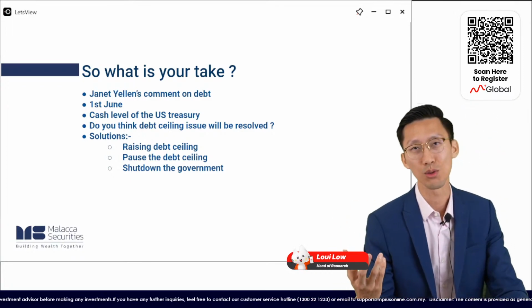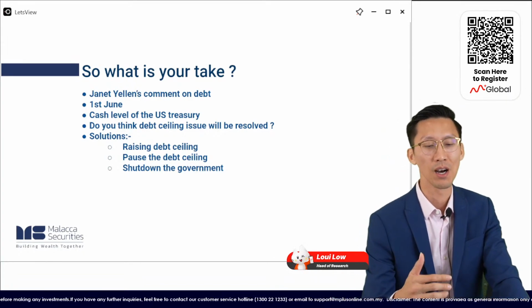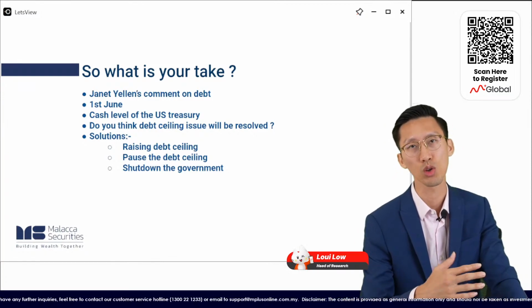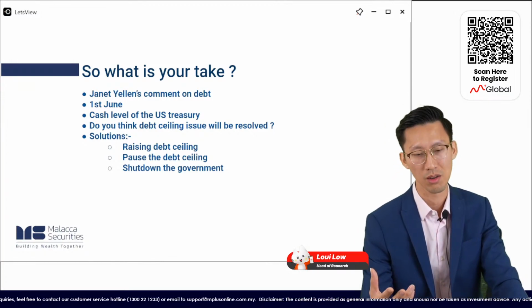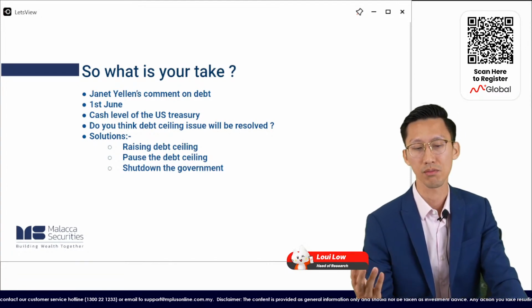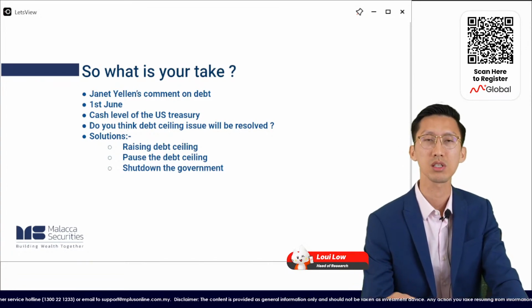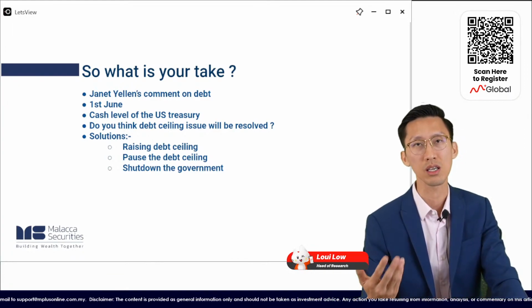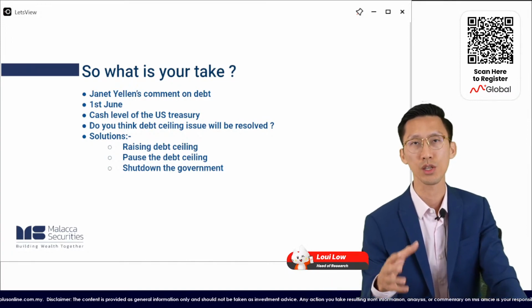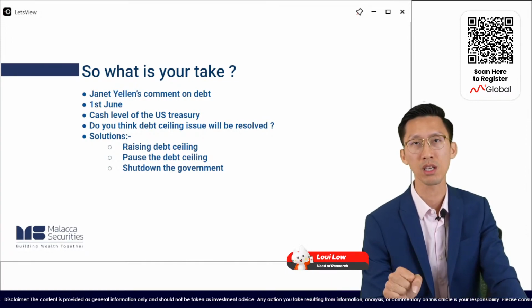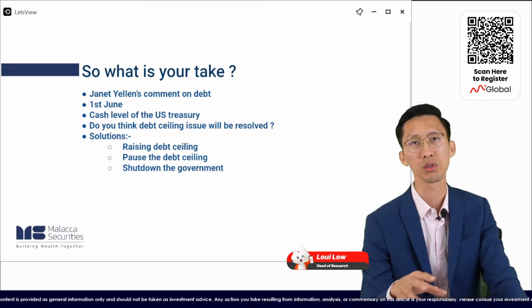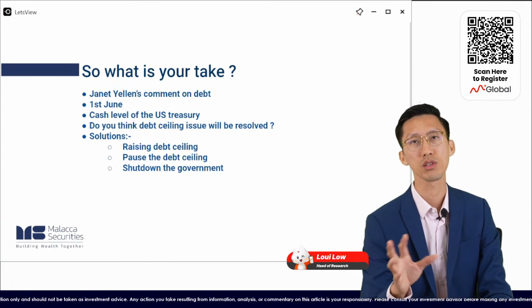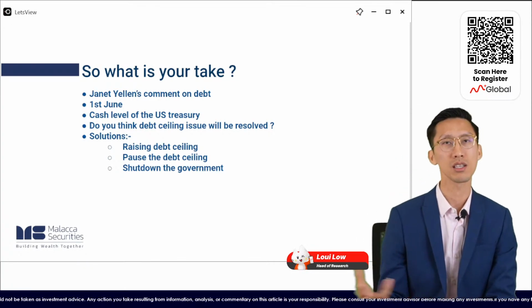What I can think of about the solutions that the US can take is, first of all, they raise the debt ceiling. Secondly, they pause the debt ceiling, don't talk about it and continue to borrow more, but that is quite unlikely in this situation. Third is to shut down the government. Perhaps that could also be just kicking the can down the road, because by shutting down the government, they can save up some money. Then they reopen on 1st of June, and perhaps there is some cash to repay. So those are the areas that I can think of.